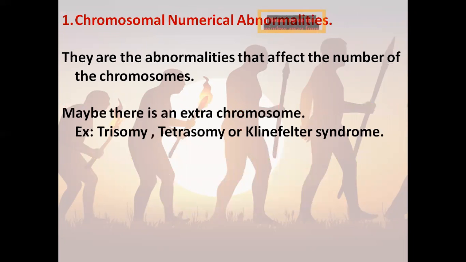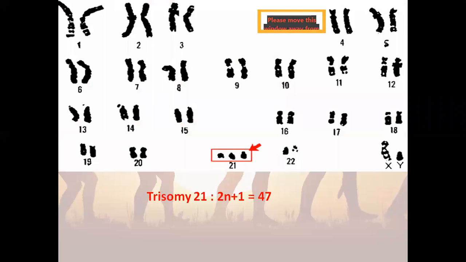We said that chromosomal numerical abnormalities are abnormalities that affect the number. Maybe there is an extra chromosome like trisomy, tetrasomy, or Klinefelter, or maybe there is a missing chromosome like the case of monosomy or Turner syndrome, if you remember. This is the karyotype showing a person with trisomy 21, where the chromosome formula is going to be 2n plus 1 equal 47. But from now on, you have to write a comma and then the sex chromosomes. Here they are XY, so you have to write X and Y.